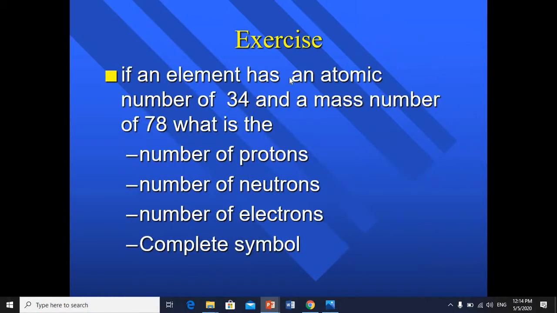Let's exercise on this too. If you have an element with an atomic number of 34 and a mass number of 78, what is the following? The atomic number equals the number of protons, so this is the number of protons. To get the number of neutrons, we must subtract 34 from 78, so we will have 44. Excellent. The number of electrons equals the number of protons, so it will also be 34. And to complete the example, we must search in the periodic table to get this element, what the name of this element is and its symbol.